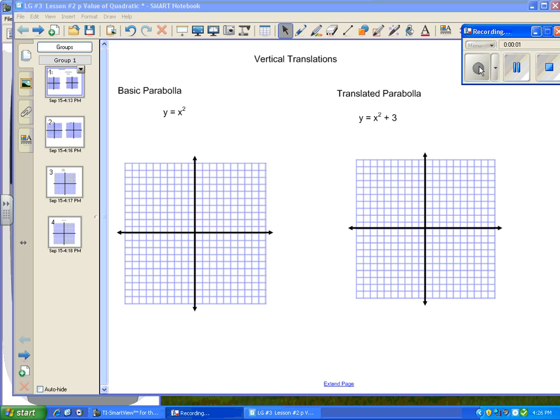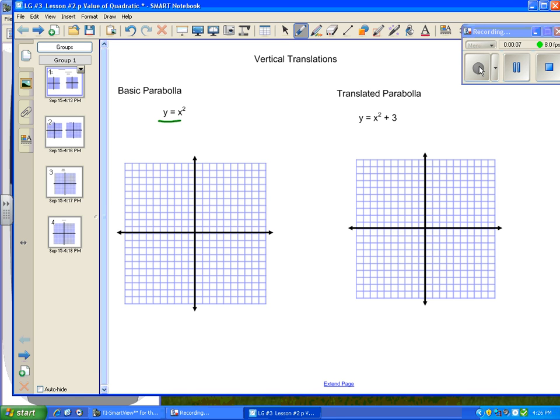Let's go and do some vertical translations. This is our next step in learning about parabolas and quadratics. Here's our basic parabola, y equals x squared. And we all know what y equals x squared gives you. It gives you this nice little pretty parabola that goes right to the origin, and then goes up like that. Everything's fine, and we know that that's our happy parabola.